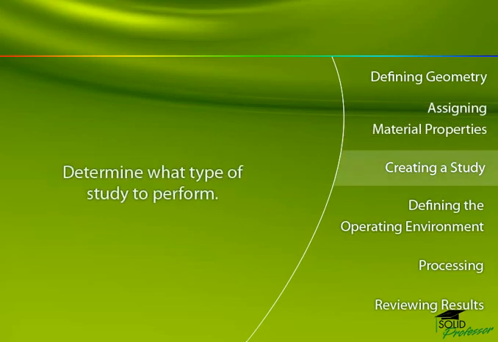The third step is creating a study. SOLIDWORKS simulation is capable of performing different types of validations or studies, from structural to fluid flow. And because of this, it's necessary to tell simulation what type of study will be performed. This sets the appropriate stage for the remaining steps.